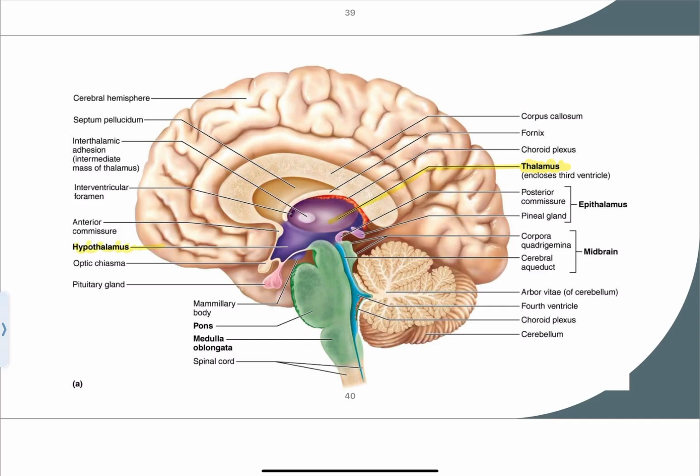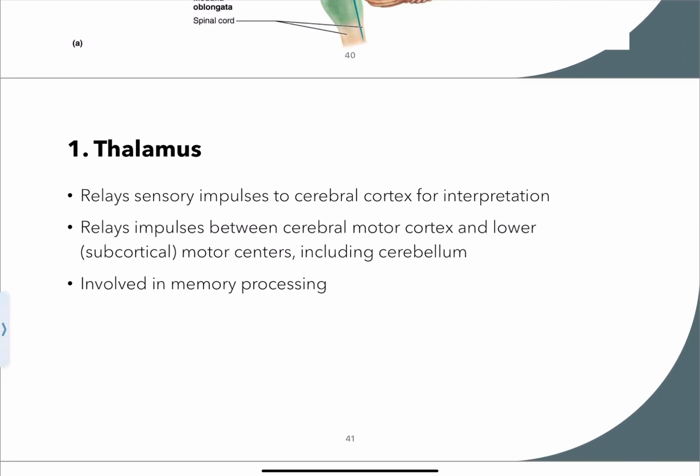The hypothalamus is called the hypothalamus because it lies below the thalamus. And then we have our epithalamus. Okay, so let's start with the thalamus.